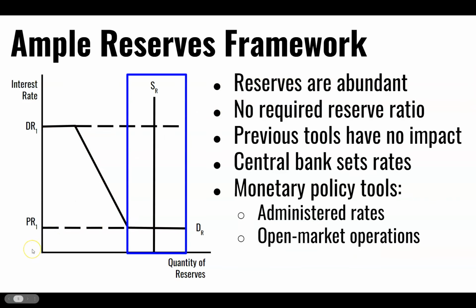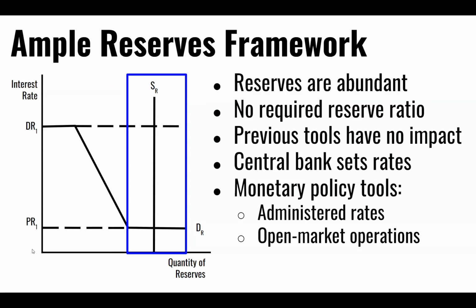Within an ample reserves framework, the supply of reserves are said to be abundant, meaning that a change in supply, either to the right or to the left, has no impact on the interest rate. You can see where the supply is intersecting demand, and if supply shifts to the right, we still stay at the policy rate. If it shifts to the left, at least a little bit, we still have that interest rate set at the policy rate. So the previous tools that we talked about with limited reserves have no impact here. In limited reserves, we were changing the supply of money in order to get a change in the interest rate. But here in ample reserves, a change in the supply has no impact on interest.